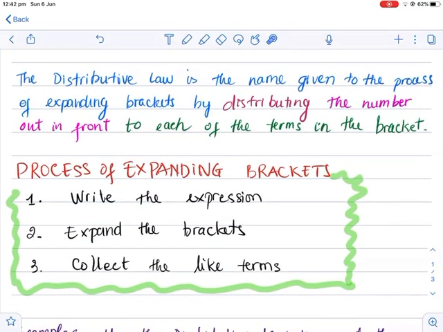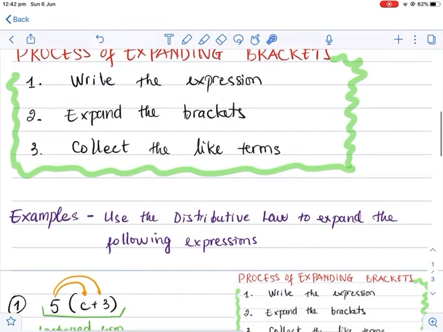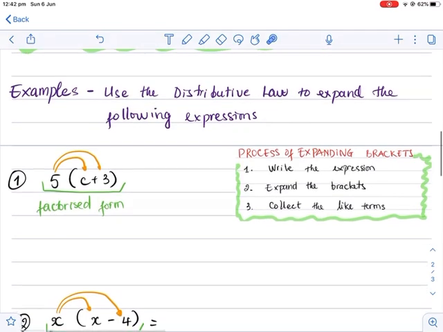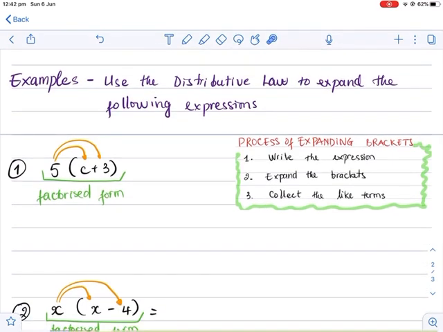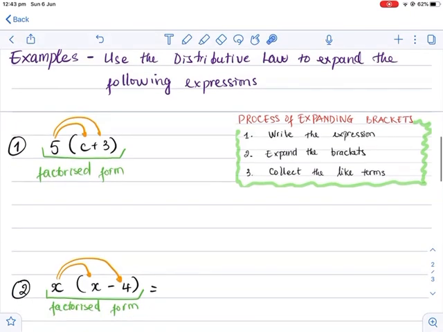Now we're going to check out the distributive law and the process of expanding brackets by doing these examples. I'm going to have 3 examples. The examples ask you to use the distributive law to expand the following expressions. I just copied down the process of expanding brackets into this corner so we can check it when we do these examples.